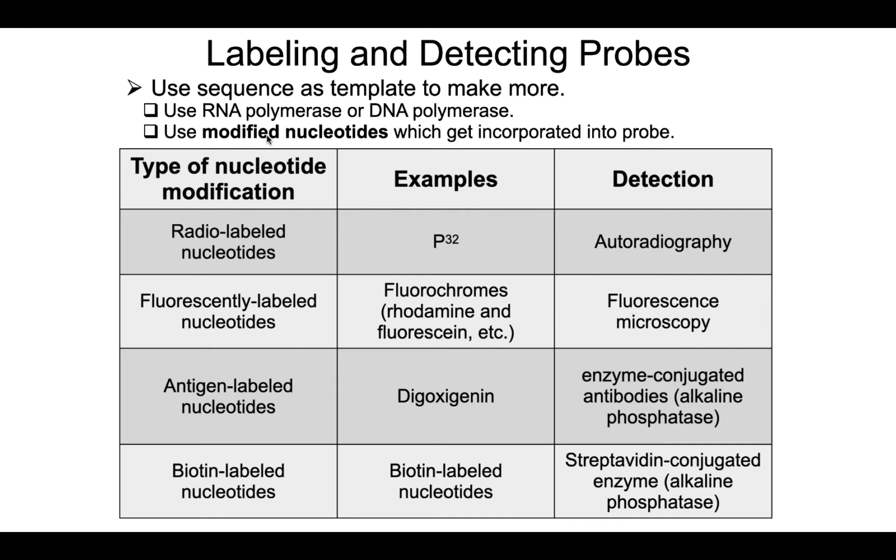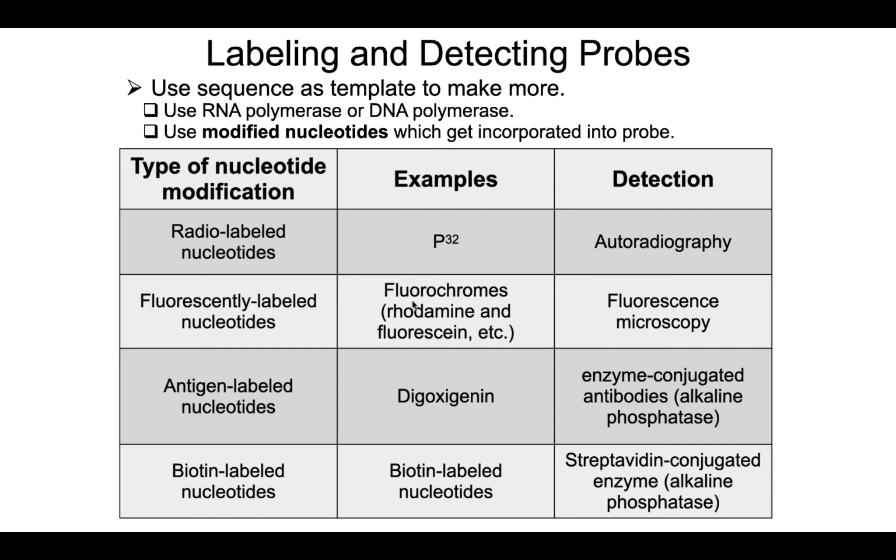The most old-fashioned way to do this is to make the probe using nucleotides that have been made with radioactive phosphorus, so P32. Since it's radioactive, it gives off high energy particles that can be detected via autoradiography. Since it's radiation, you need a big plastic shield between you and the samples, and it's not the safest thing in the world, so it's not being used quite as much.